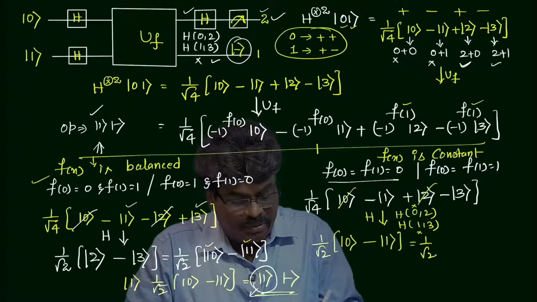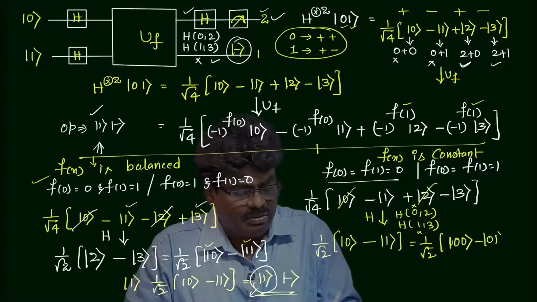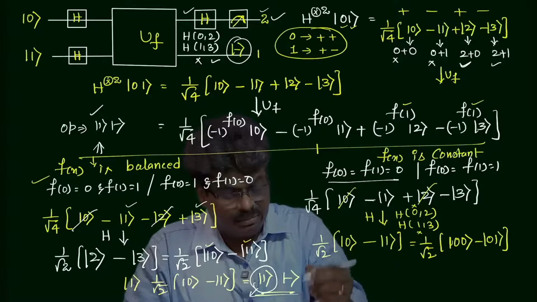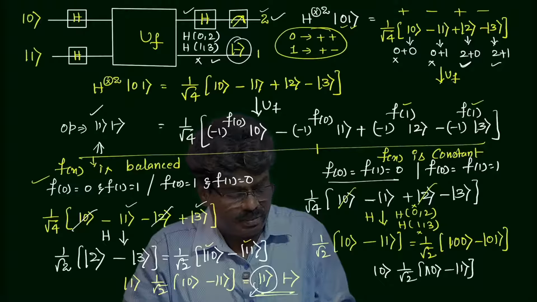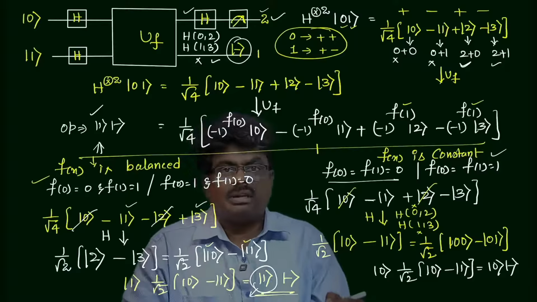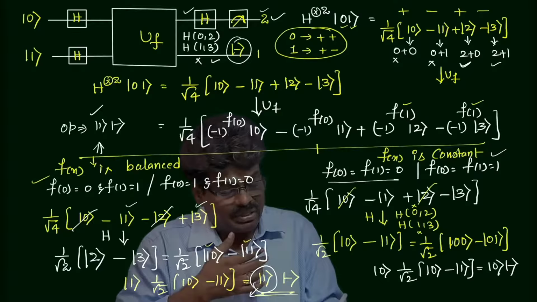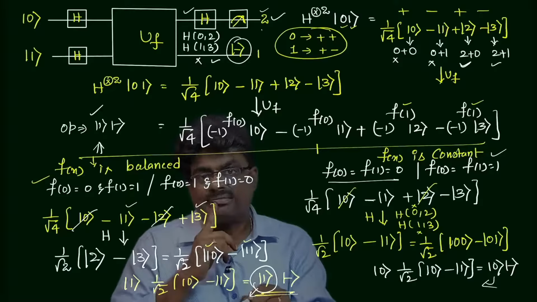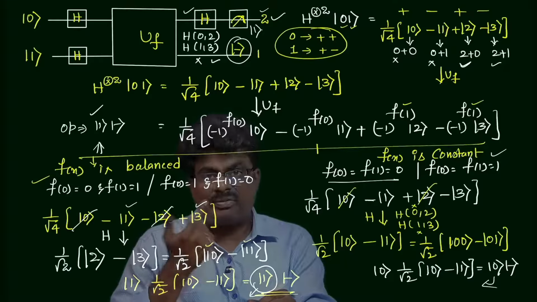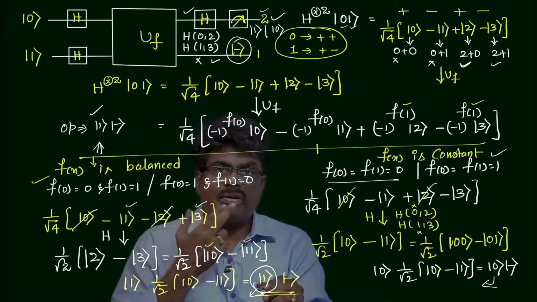So now I am converting into binary because the algebra is over. So 0 0 minus 0 1. Now I can take that 0 out common. So 1 over root 2, 0 minus 1. So this is nothing but 0 minus. So if f of x is a constant, we are getting the first qubit as a 0. You will get a 1 here if f of x is balanced, a 0 here if f of x is a constant.